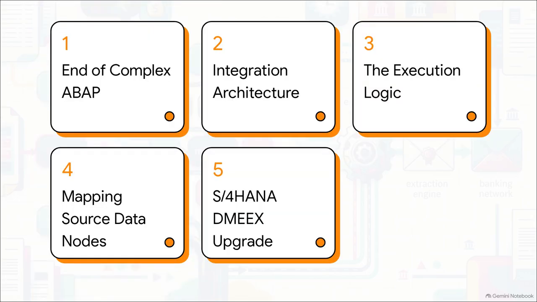All right, here's our roadmap for this explainer. 1. The end of complex ABAP. 2. The integration architecture. 3. The execution logic. 4. Mapping source data nodes. And 5. The S/4HANA DME-EX upgrade. Let's get right into it.